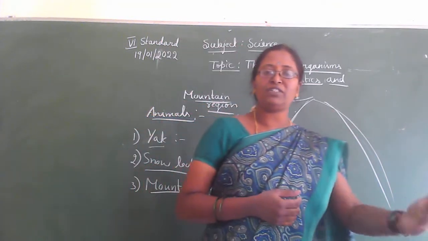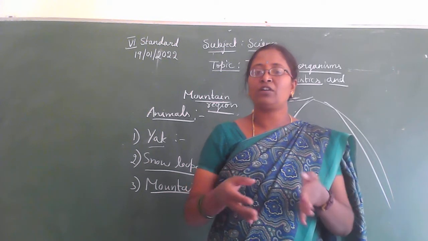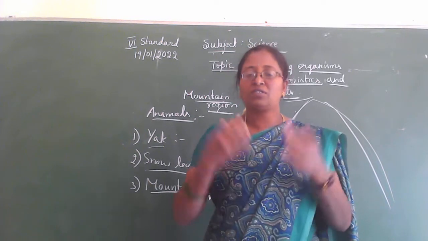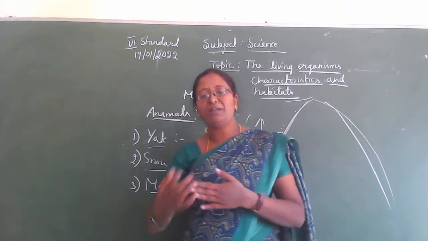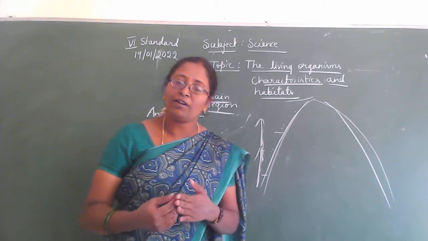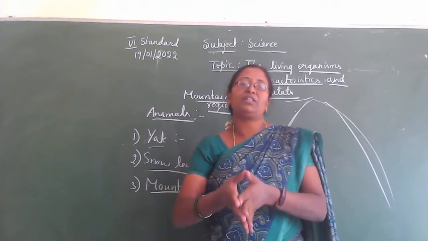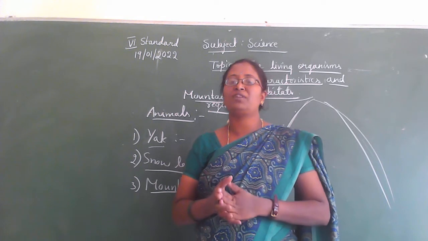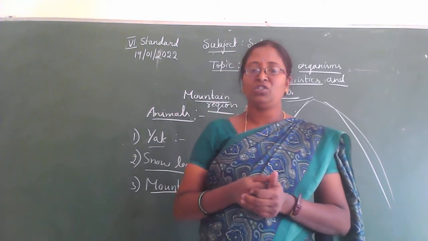For example, some of the trees have different shapes. To protect themselves or to survive in those regions, they have adapted and developed some structures, isn't it, on the plants, including in the animals. Animals also have adapted and developed some extra structures, some adaptations to protect themselves in that region, in the cold conditions of that region.